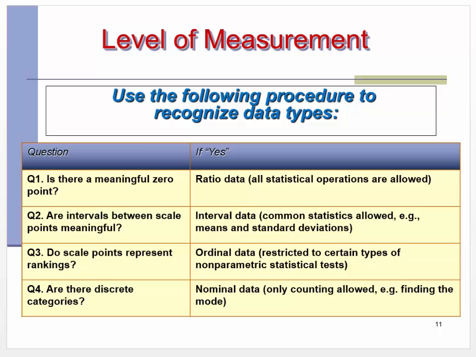Now, how do you determine the level of measurement? This slide gives you a good method. First, you ask yourself, is there a meaningful 0 point in the data? If the answer is yes, it's ratio data. If the answer is no, you ask, are intervals between scale points meaningful? If yes, it's then interval data. If no, you ask another question. Do scale points represent the rankings? If the answer is yes, it's ordinal data. And if no, and there are discrete categories described, you know it is nominal data.